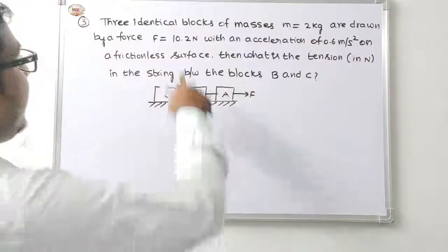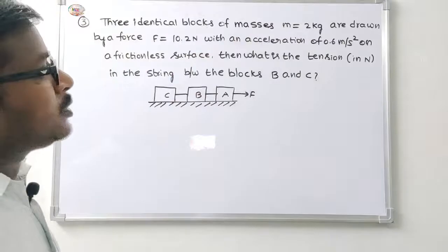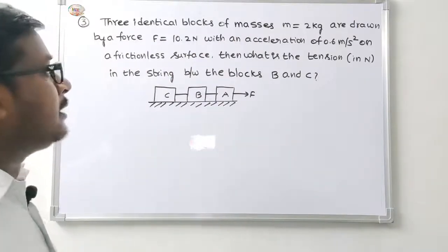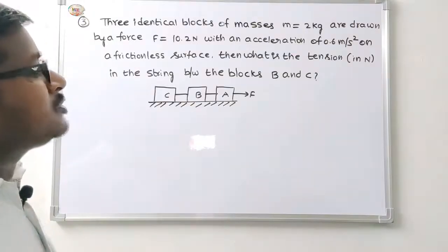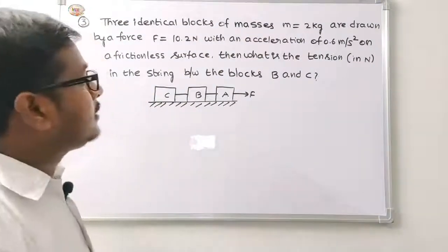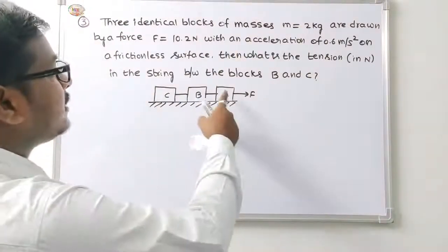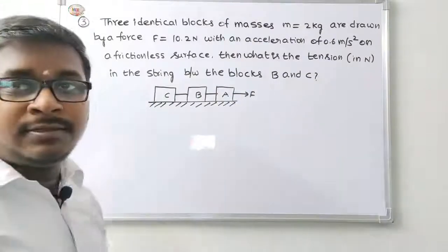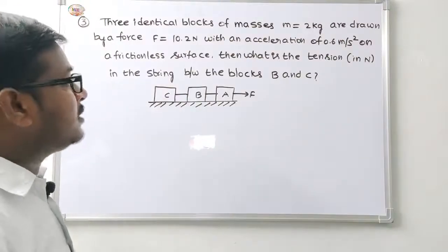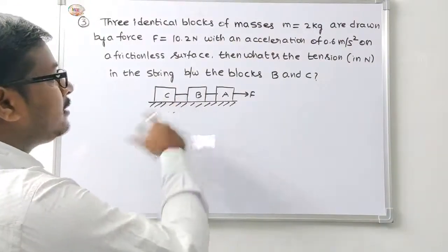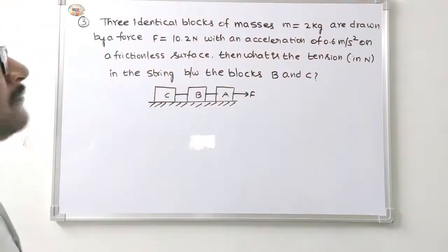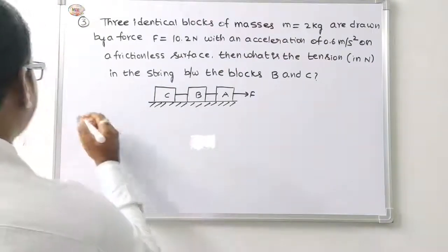Third problem. Three identical blocks of mass m equal to 2 kg are drawn by a force F equal to 10.2 Newton with an acceleration of 0.6 meter per second square on a frictionless surface. Then what is the tension in the string between the blocks B and C? This is a very important problem for Olympiad level and NEET level students.